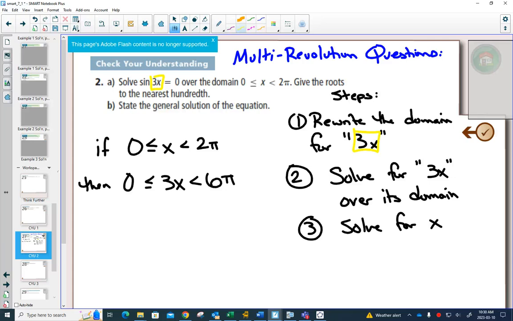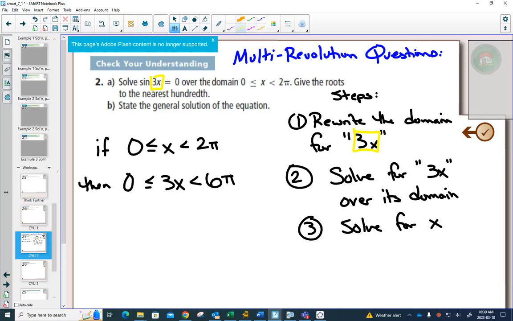If you search up multi-revolution trig questions on Google, probably, this is my own name, I made it up. I don't think anybody else in the world calls it this. So don't just go to your friend and say, oh, are you doing multi-revolution questions? They'll have no idea what you're talking about. This name only works to help you learn.